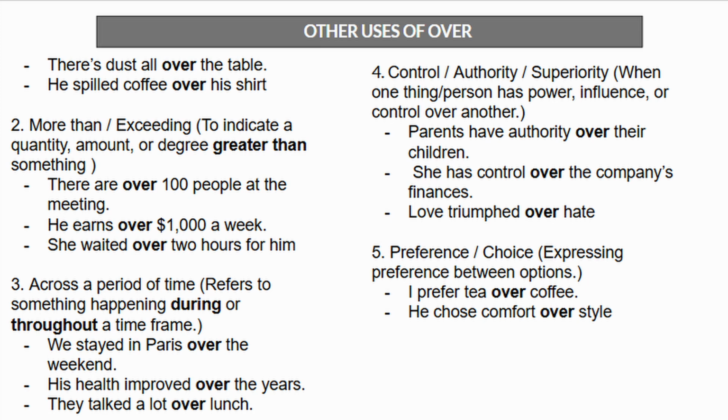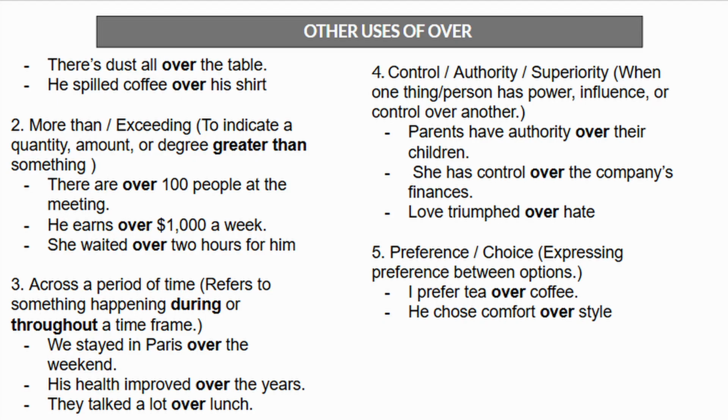So lastly, we use over to talk about preference, choice, expressing preferences between options. For example, I prefer tea over coffee. For example, someone asks you, which drink do you want to be served? Which drink do you want to take? So between tea and coffee, we can say, I prefer tea over coffee. It means you give me tea because it's the one that I like the most. He chose comfort over style.